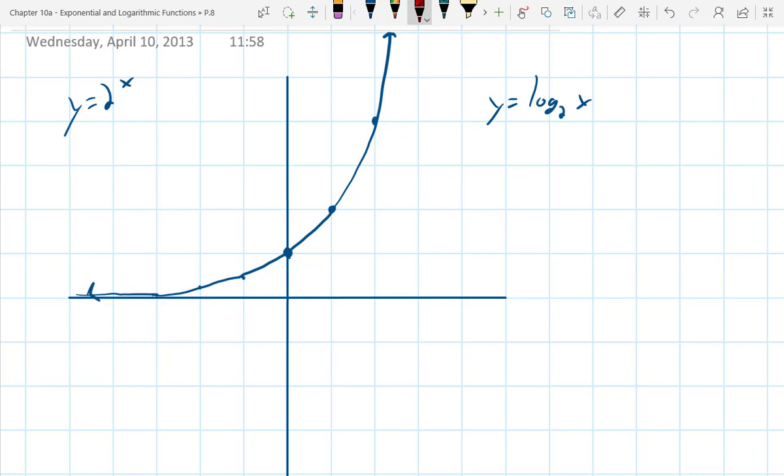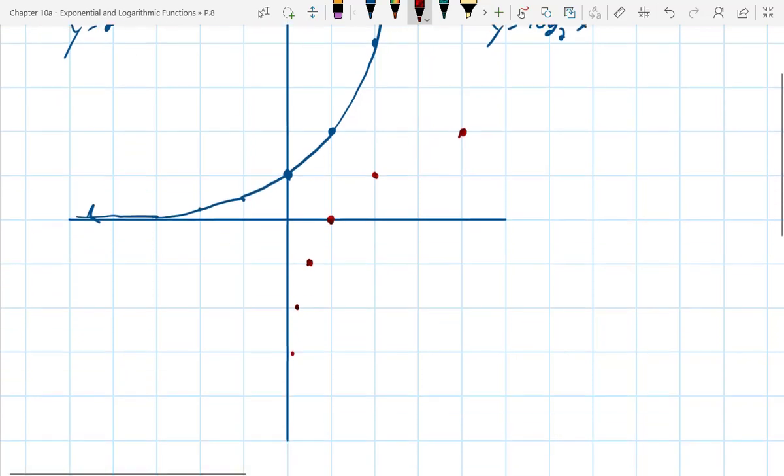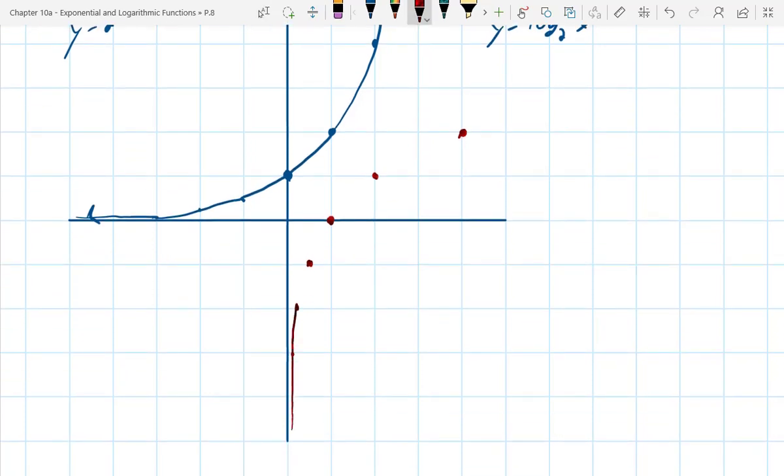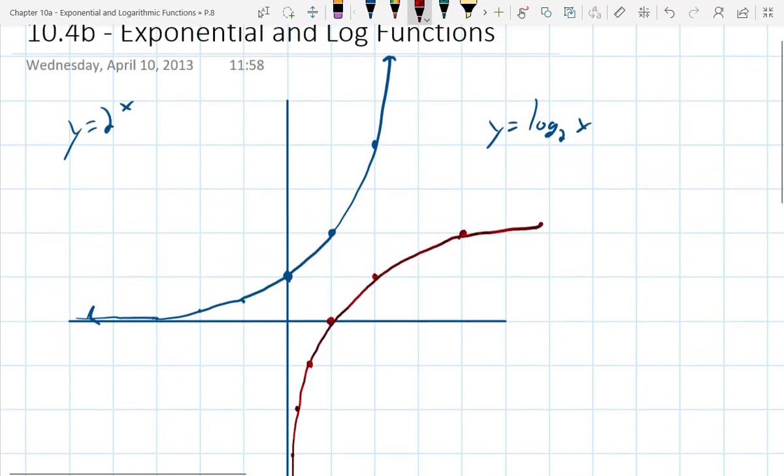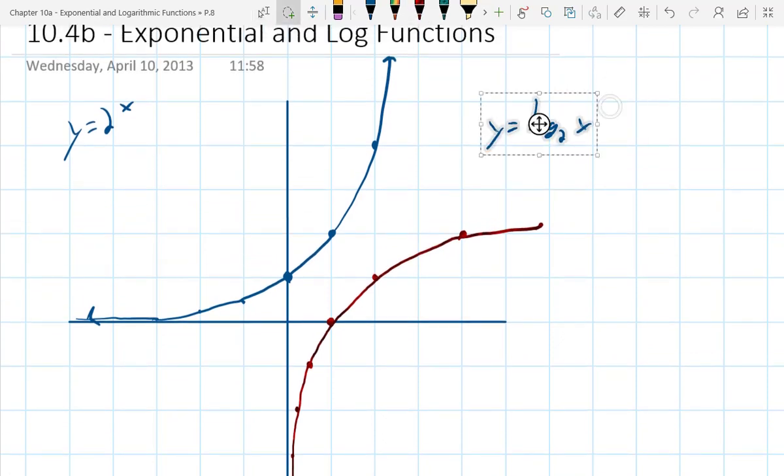So 1, 0 becomes 0, 1. 1, 2 becomes 2, 1. 2, 4 becomes 4, 2. Negative 1, 1/2 becomes 1/2, negative 1. Then you have 1/4, negative 2, 1/8, negative 3. And you get a graph that looks like this. This is equally as important of a graph. And this is the graph of y equals the log base 2 of x.